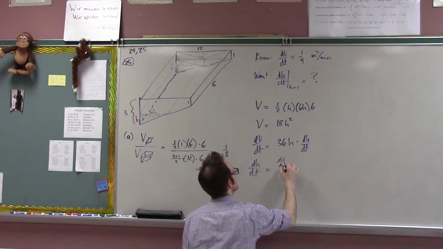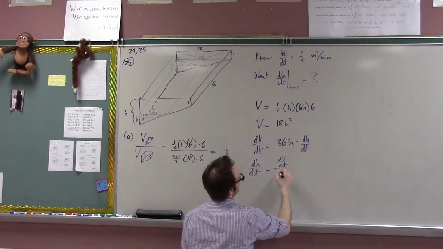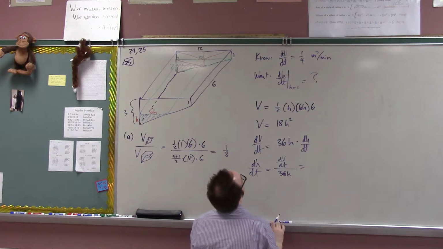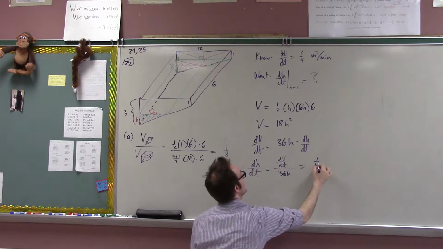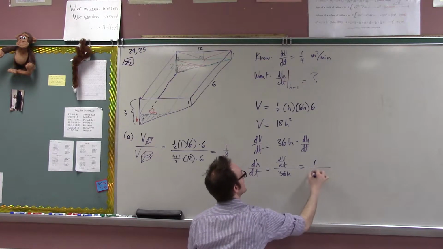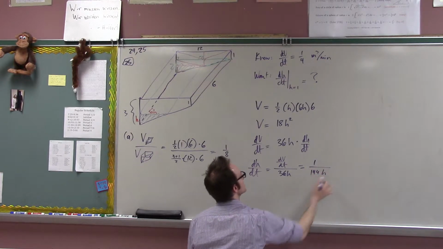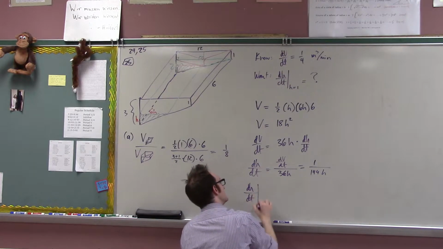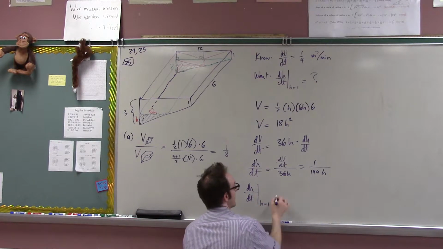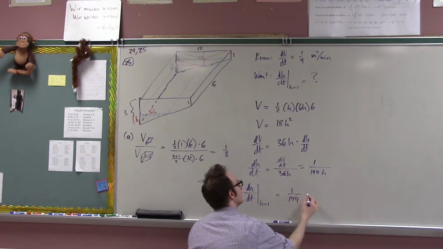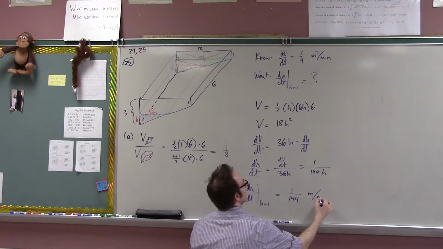It's dV/dt over 36h. And this is a quarter. So it's a quarter over 36h, so it ends up being 1 over 144h. That's dh/dt in general. I want dh/dt at h equals 1. So I just plug in 1, and the answer is 1 over 144, and the units are meters per minute.